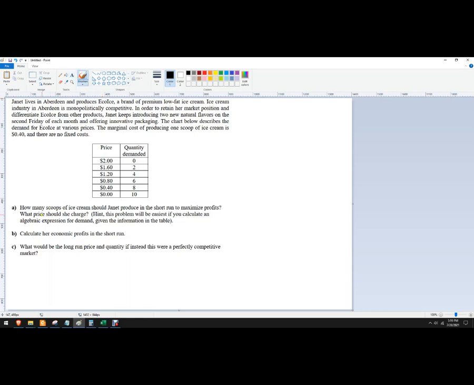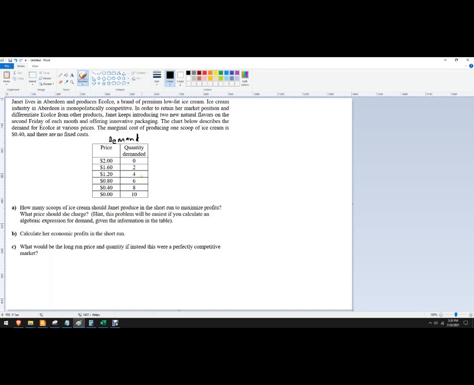So down here, we're given this right here. This is demand. Okay, so we've got price and quantity. We could graph this if we wanted to. There's a couple ways to answer this question. With these questions, you can graph everything. You could, this says here, calculate an algebraic expression for demand. So we could do that too.